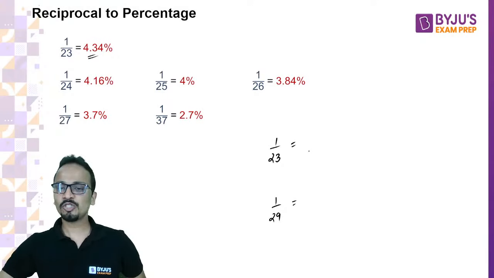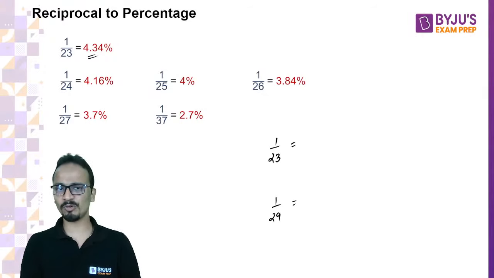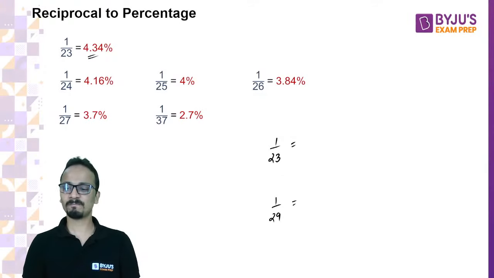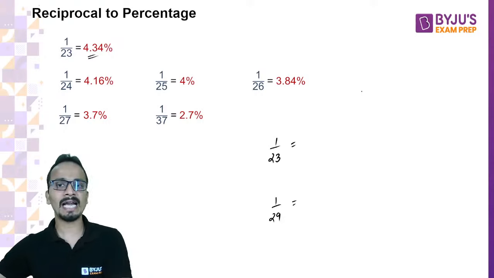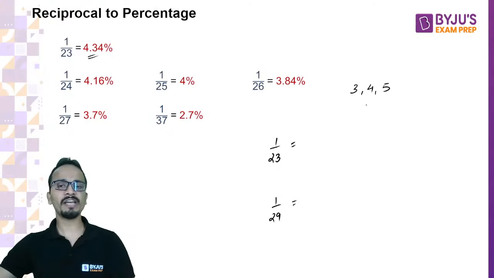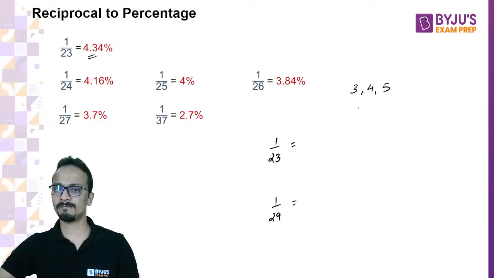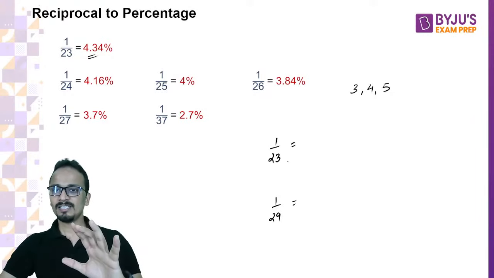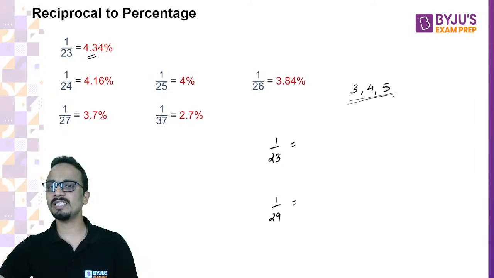Now to remember these two values, I will recall one of the theorems that all of us have done in primary classes. The theorem's name is Pythagoras theorem, right? All of us know Pythagoras theorem. Now if I talk about Pythagoras theorem, there is one basic Pythagorean triplet that all of us must know: 3, 4, 5. That means these three numbers satisfy Pythagoras theorem. Now the percentage equivalent for 1 by 23 and 1 by 29 is related to these three numbers.